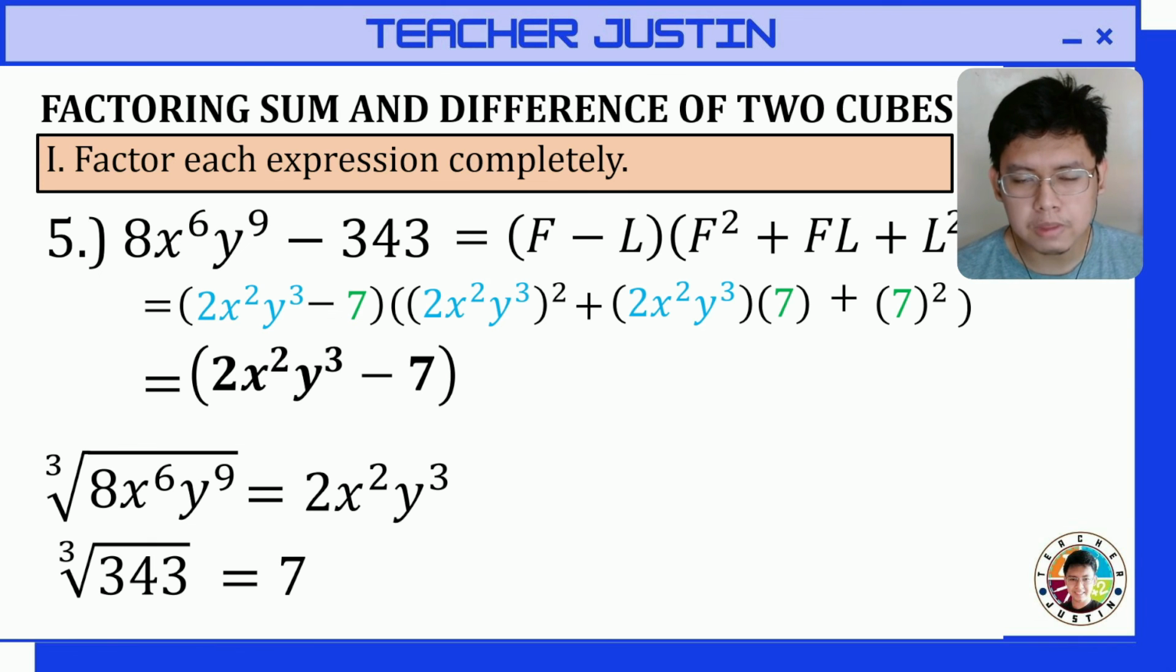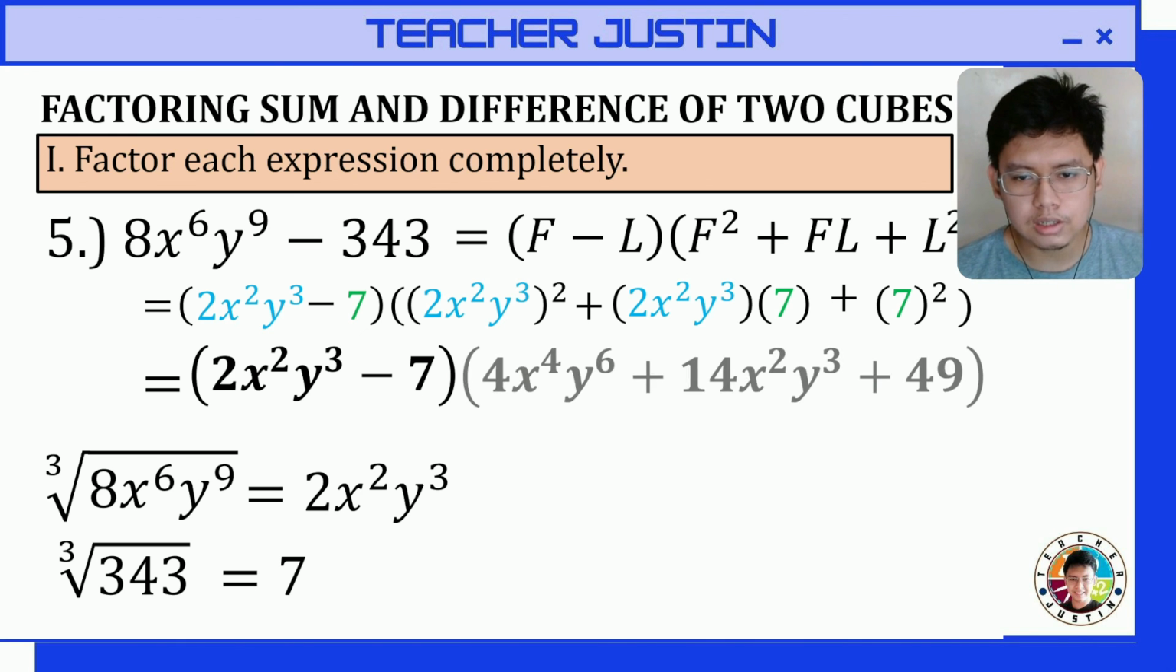Okay, so we will have 2x squared y raised to 3 minus 7. That's the first group. And yung second group natin, applying the power of a product rule for the first term. Okay, so that will give us 4x raised to 4, y raised to 6, plus 14x squared y raised to 3, plus 49. And this will be the factor of our polynomial. And that's it. Ta-da! Alright.